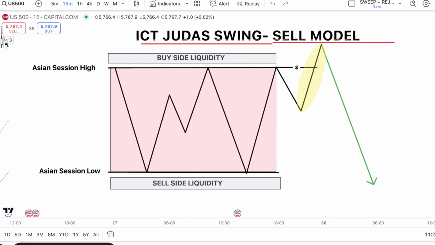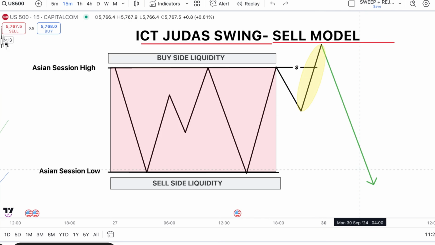The Judas Swing sell model is during a kill zone. So during either the London session or the New York session, we see a sweep of buy side liquidity, which is resting just above the Asian session high. So the sell model is when we see a liquidity sweep above the Asian session high, and then this green arrow right here is the sell trade that we are going to take advantage of to the downside.